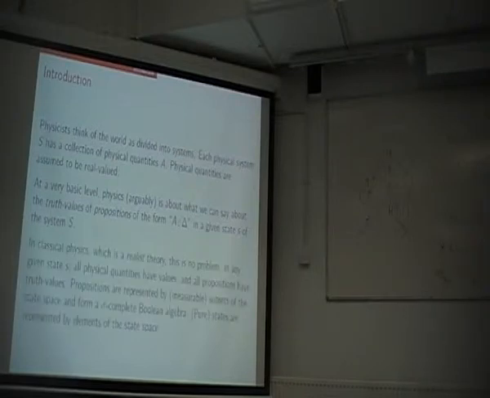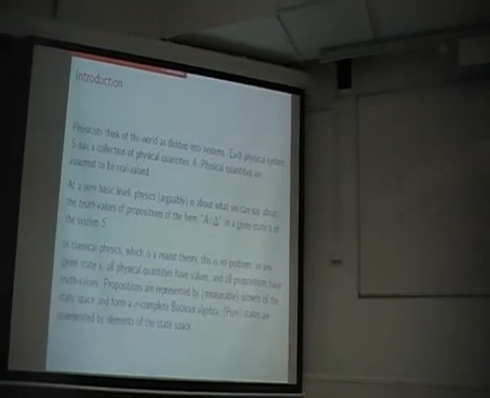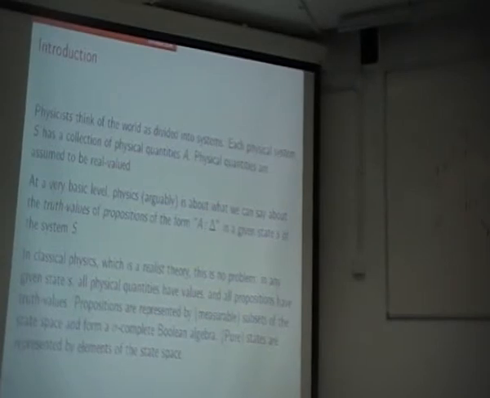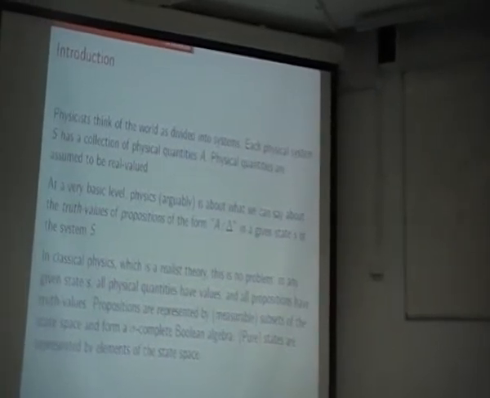In classical physics, which is a realist theory, there's no problem. In any given state, all physical quantities have values, and all propositions have truth values. Of course, these truth values are true or false. How are propositions represented in classical physics? They are represented by measurable subsets of the state space. These measurable subsets form a sigma-complete Boolean algebra, and pure states are represented just by elements of the state space.